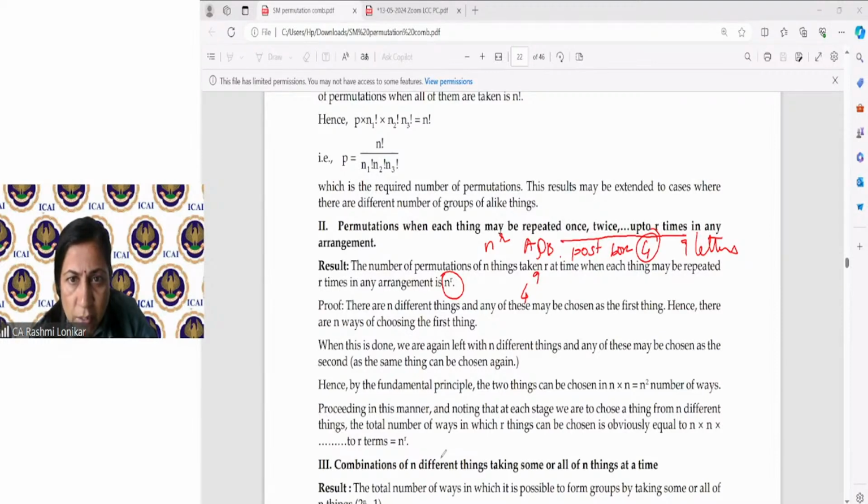Any other question? I think everybody has understood now. Yes, understood. Yes. Circular permutation. Yes, Abhinandan. Yeah.